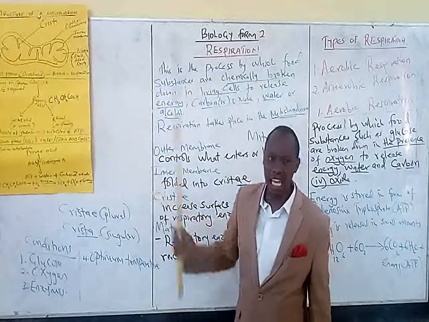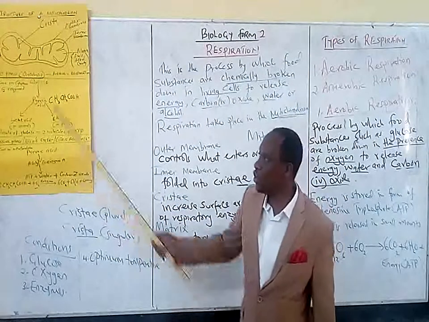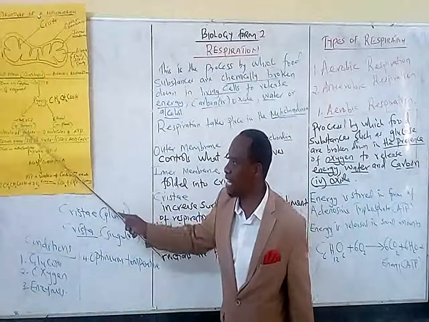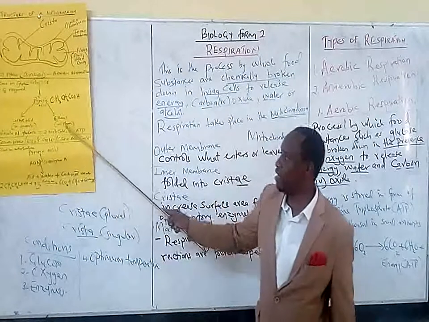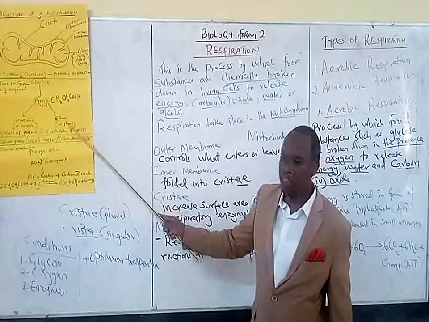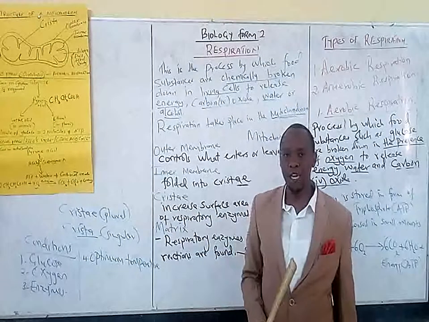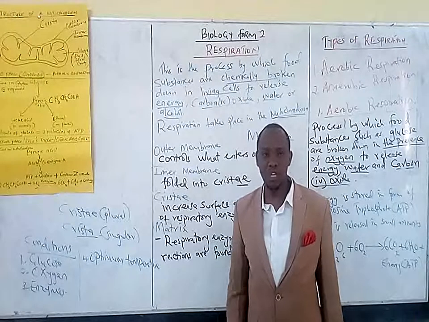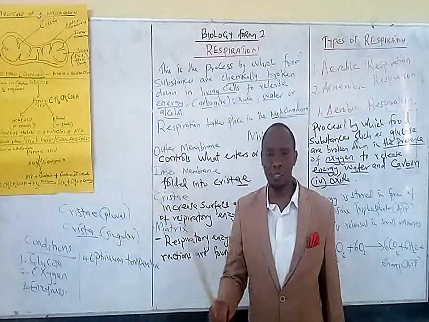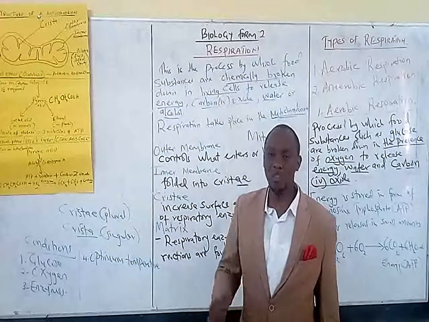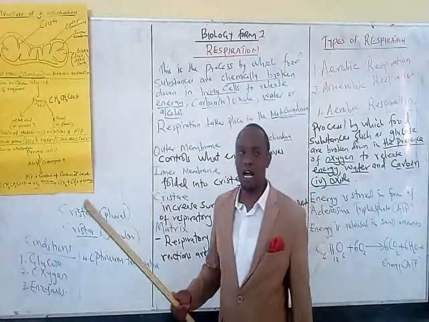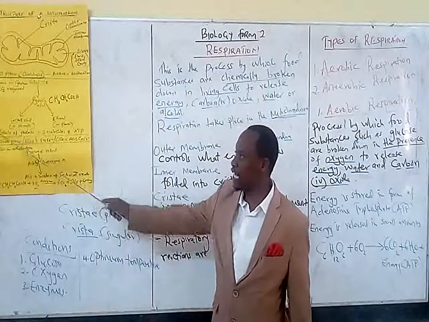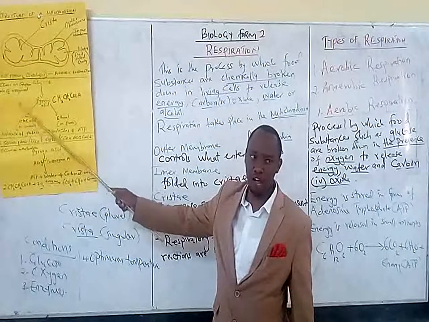Pyruvic acid is later broken down into intermediate products. What are these products? Lactic acid in animals, and in plants we have ethanol. I want to let you know that this lactic acid is the one that accumulates in the muscles, and when it accumulates, it causes what is called muscle cramps. Some people talk about muscle pull. If you have ever got a muscle pull or a muscle cramp, what causes it? It is the accumulation of lactic acid.